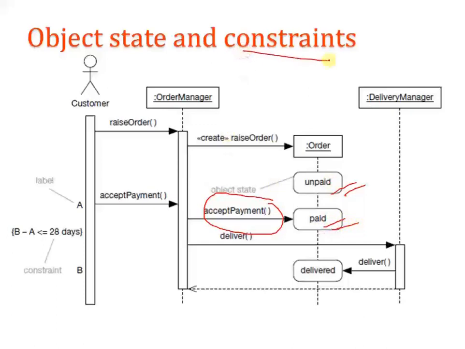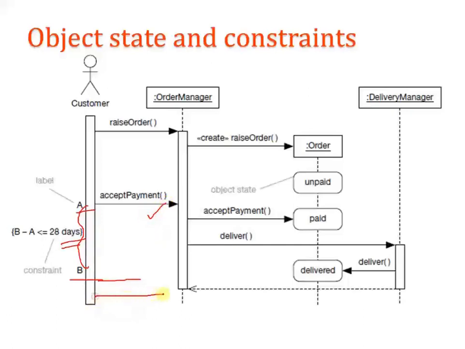Next is called constraints. You can also give constraints within a sequence diagram. This is done by something called flower brackets. Here the idea is that two different labels are created, A and B, which say the deadline for the amount payment. Here the constraint is B minus A, where B is the final date of payment and A is the current date. If B minus A, the duration, is only 28 days or below, I can accept the payment. The idea is that I cannot accept any payment beyond the label called B. Such constraints can also be created or demonstrated in a sequence diagram.